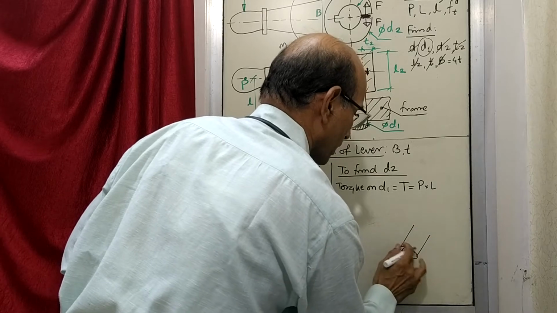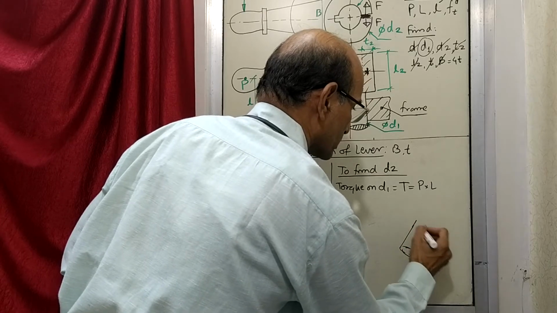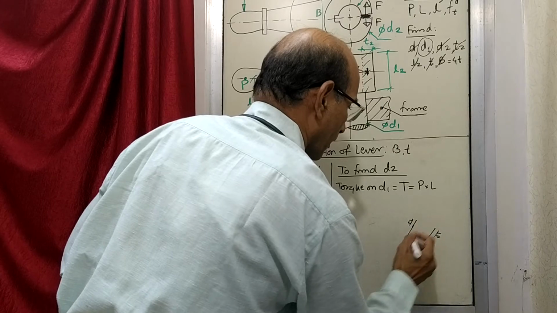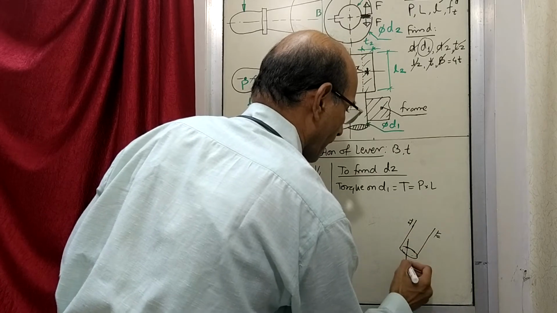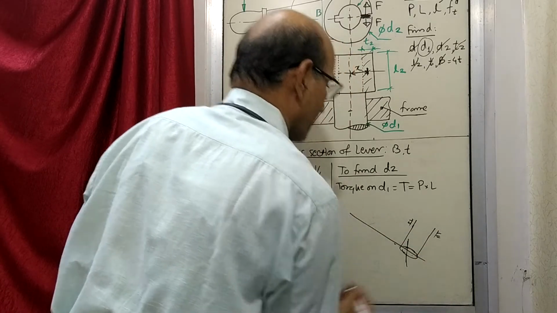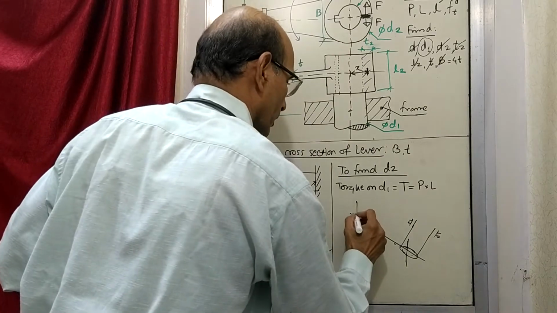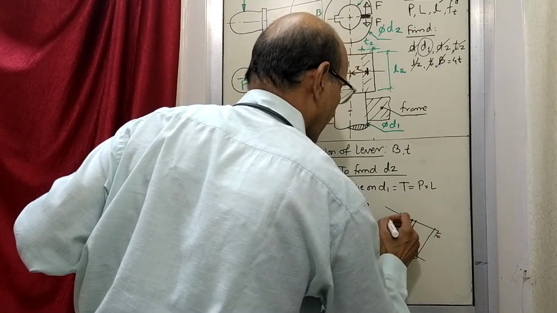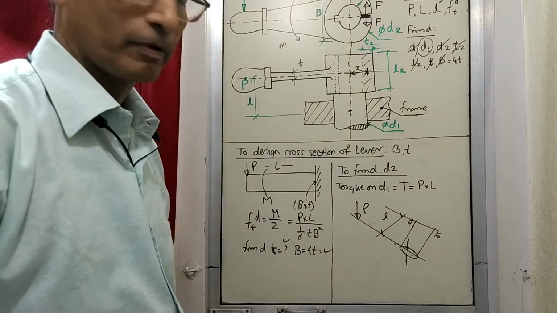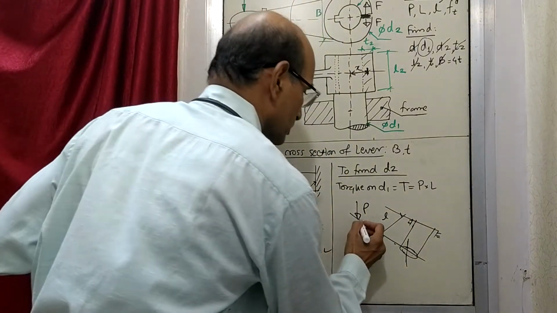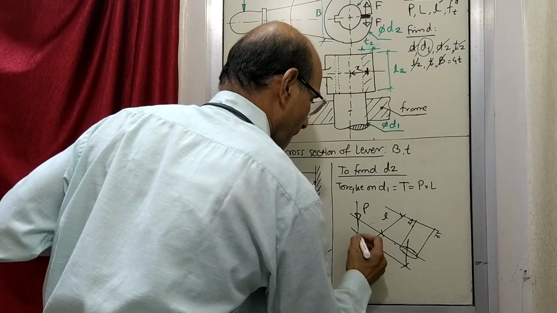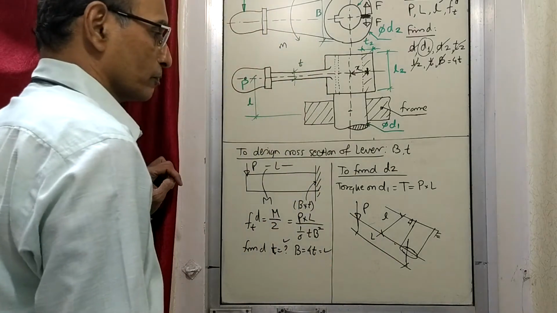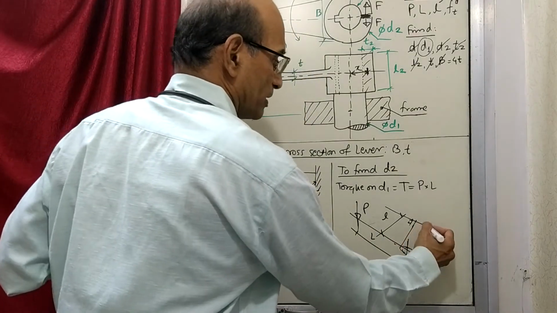I'll just show only this much. Let's say it is supported here, and then this is where P is applied at a distance of L. Just try to understand the concept. This distance is L. Okay. We are designing this D1 which is here.